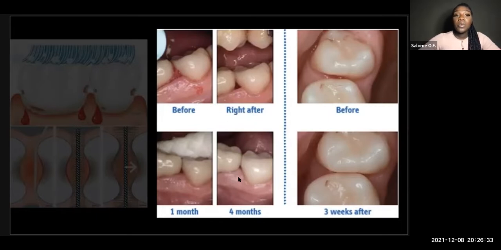So if you're someone who has that type of situation where your back teeth, you're not able to get it properly with a floss, you can use those Proxy brushes in between and get in there, and you'll start to feel a difference and see a difference as well.